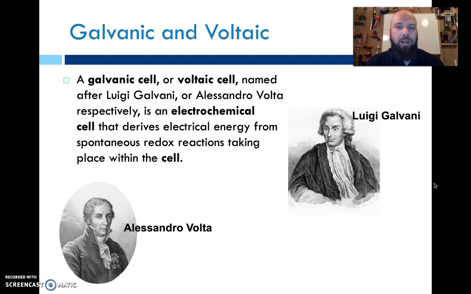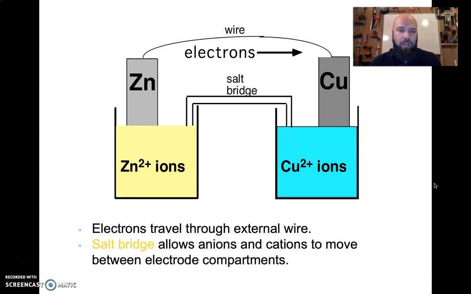Galvanic and voltaic cells are based off of two scientists who basically discovered them simultaneously. I'm sure you can go to the Wikipedia page and look both of them up. But Luigi Galvani and Alessandro Volta derived the cell and concluded that electrical energy from spontaneous reactions is taking place within these cells.